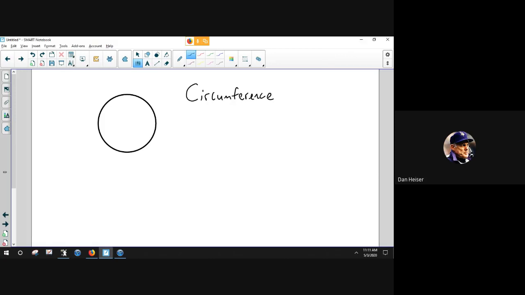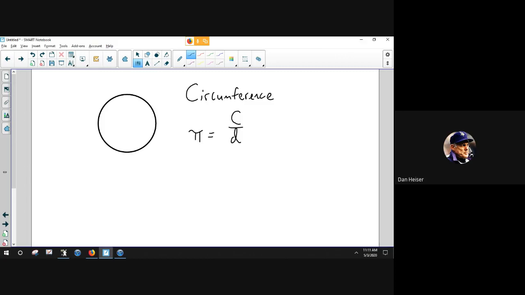Going to look at some things with circles. I'm going to start with circumference. Think of circumference as the perimeter, the distance around a circle. The ancient Greeks knew that there was a ratio between the circumference of a circle and that circle's diameter. And you've seen that ratio before. It's called pi. Pi is the ratio of circumference to diameter.